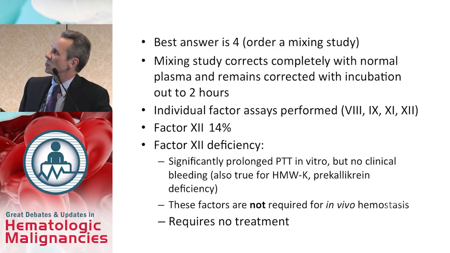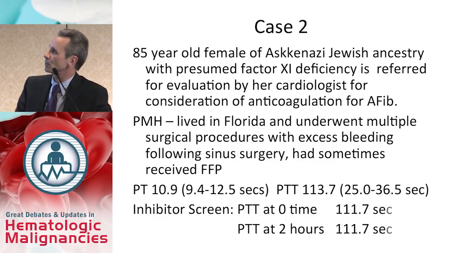So the best answer in this case was a mixing study. The mixing study corrected completely, remained corrected, and then you do individual factor assays, 8, 9, 11, and 12, although you might guess that it's probably up here since the patient's not a bleeder, and a female, not a male, who might have hemophilia, and in fact, factor 12 is 14%. So factor 12, very prolonged PTTs in vitro, but no clinical bleeding. Also the same scenario goes for deficiencies of high molecular weight kininogen or prekallikrein. These factors are not required for in vivo hemostasis and require absolutely no treatment.